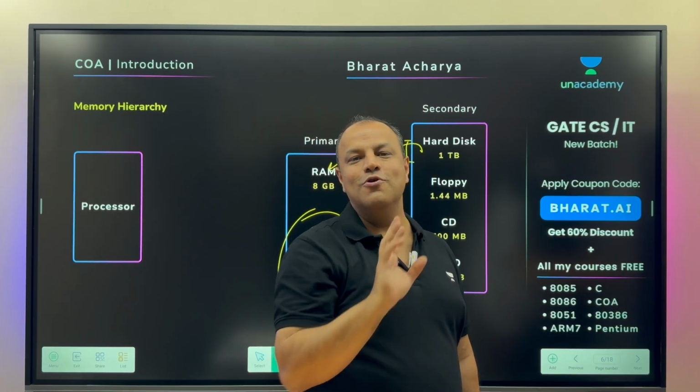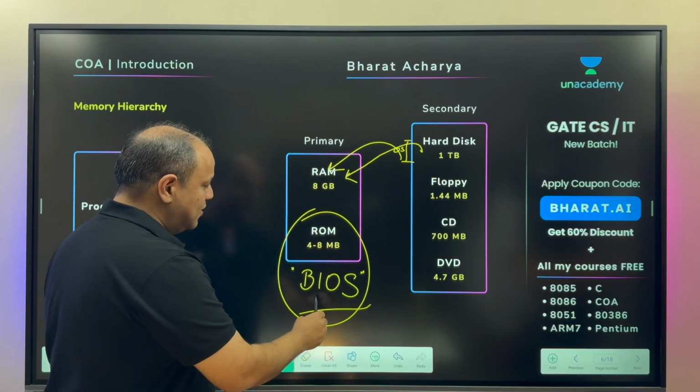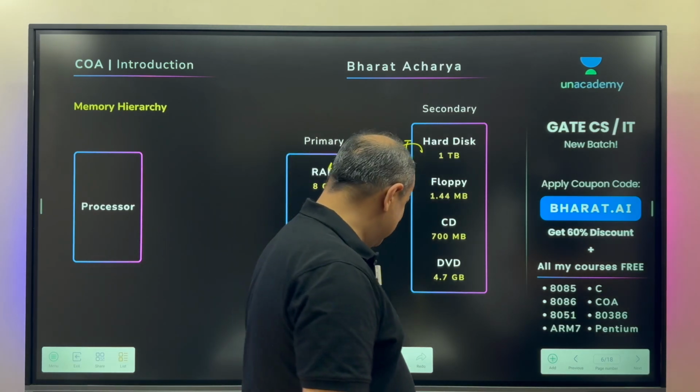But before that, it's this whole process that takes place and your operating system comes into the RAM, and the program that does it, the BIOS, is stored in ROM. That's the purpose of ROM in a computer. Please tell me, is this clear?